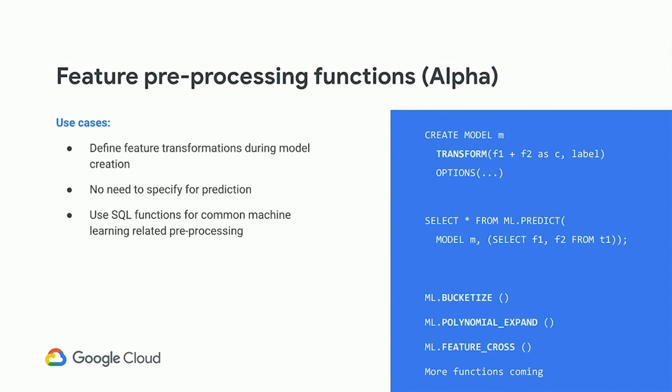So you can even start differentiating between users who can build models and users who use them, because they don't have to remember transformations anymore. And we are adding some common pre-processing functions like bucketization, creation of cross features between numeric features, which is called polynomial expand. And the list will just continue to expand with time. So you can start doing more and more with SQL right here.